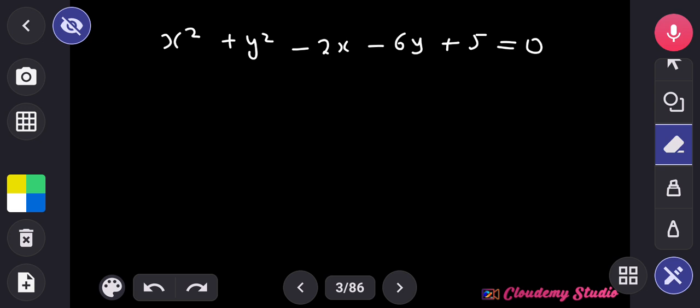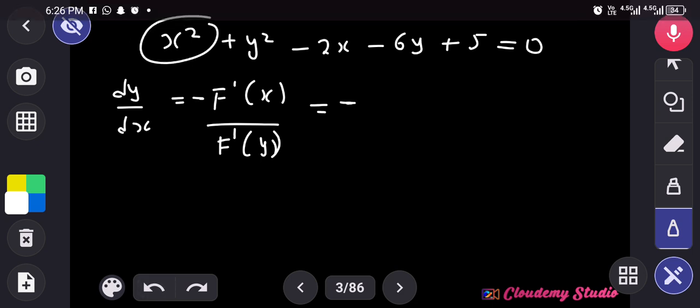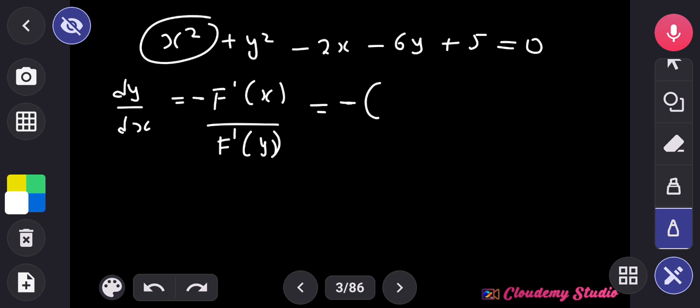Remember the formula that I gave you? I said dy upon dx will be equal to minus f prime of x over f prime of y. Whenever I'm differentiating for the numerator, I'm going to count everything that is y as 0, and whenever I'm differentiating for the denominator, I'm going to count everything that is x as 0. So if I differentiate, I put minus first, then open the bracket. Since this one is x squared, it's going to be 2x.